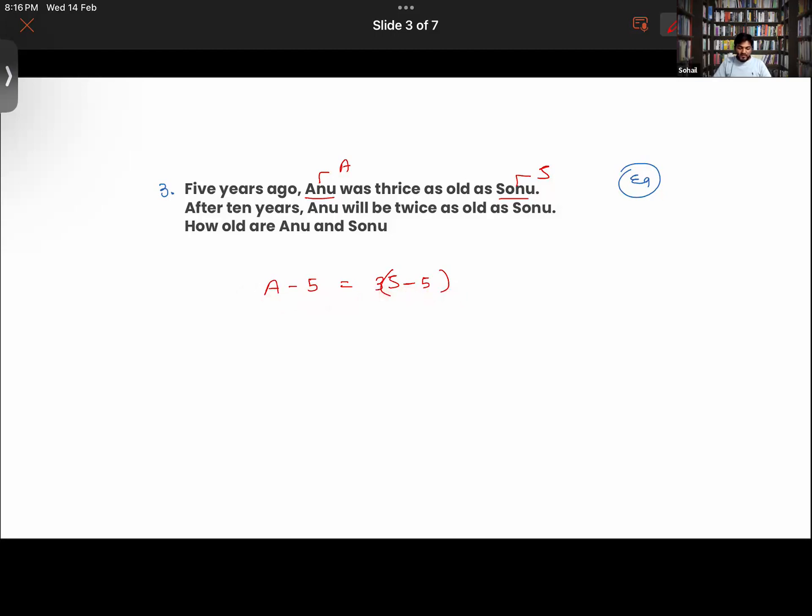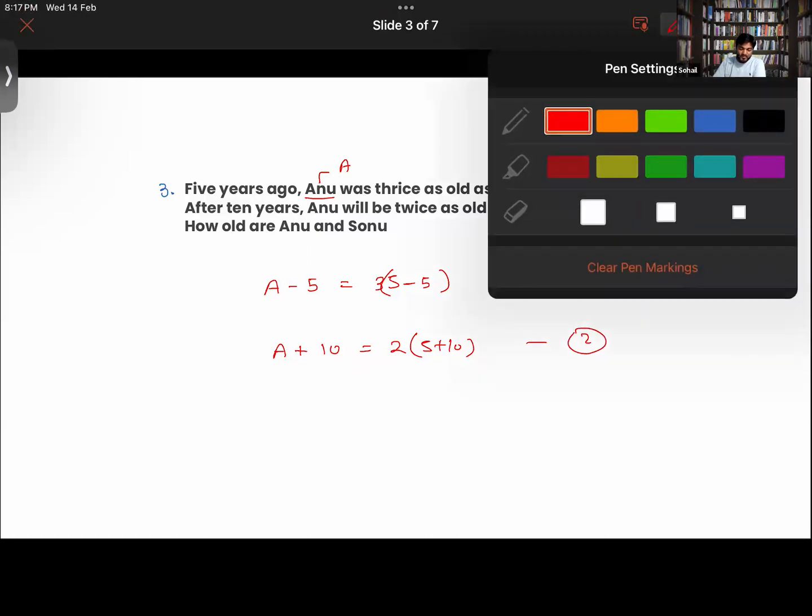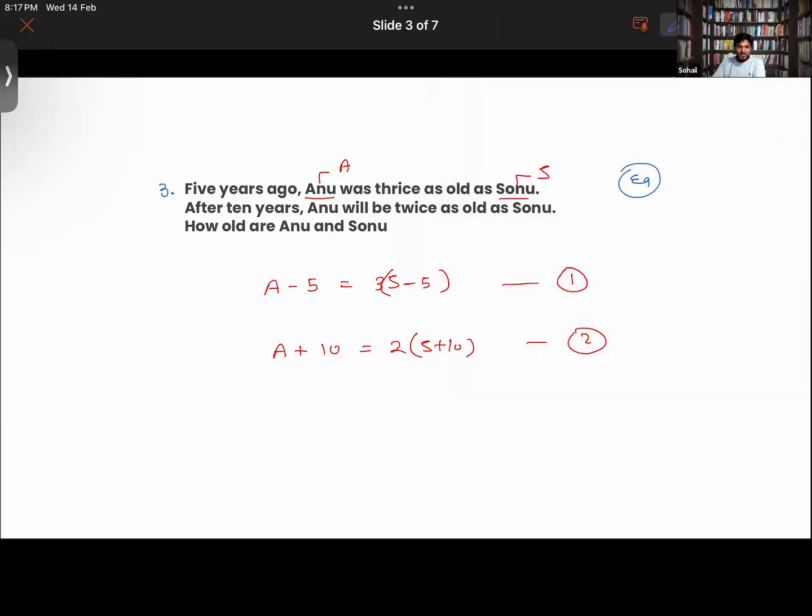So this is the first equation you will be getting. Now in the second part of the question, it says that after 10 years, Anu will be twice as old as Sonu. So the second equation says a plus 10 equals 2 times (s plus 10). Anu's age after 10 years will be twice the age of Sonu. So then you have two equations. You have got two equations. Upon solving them, you will be able to get the value.